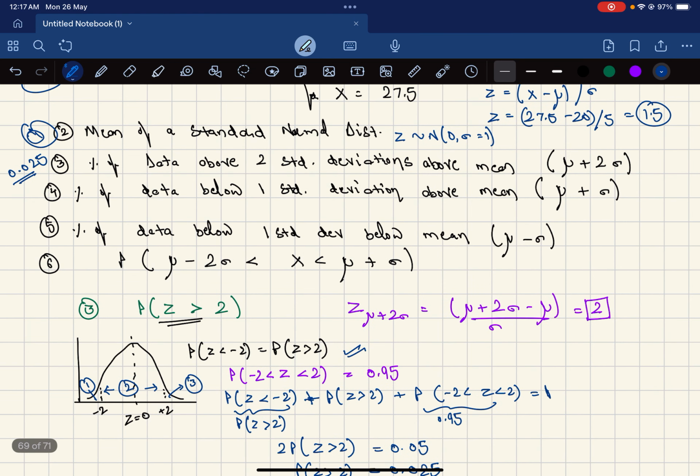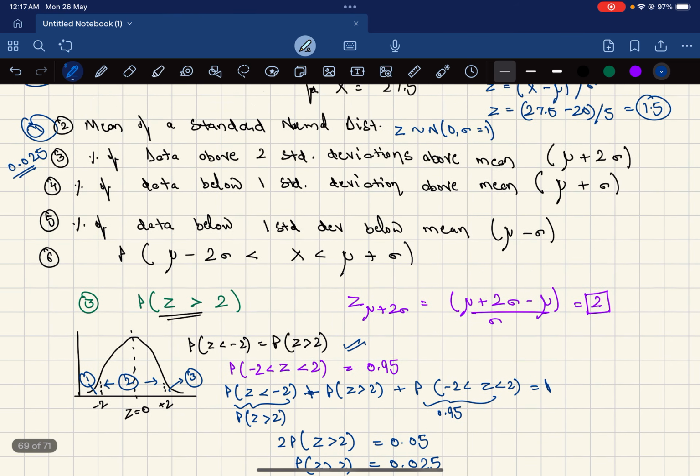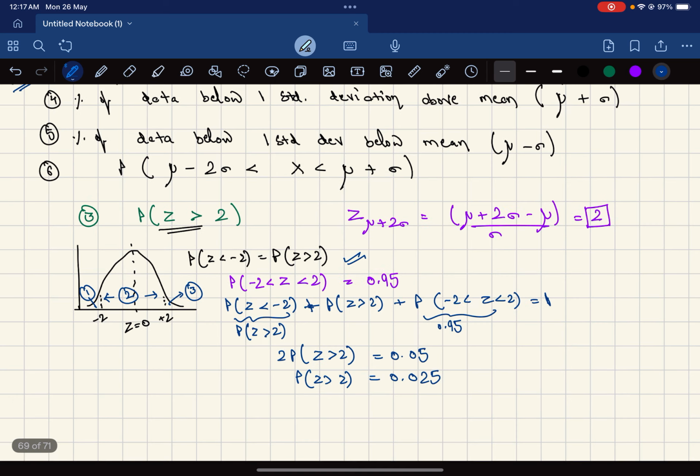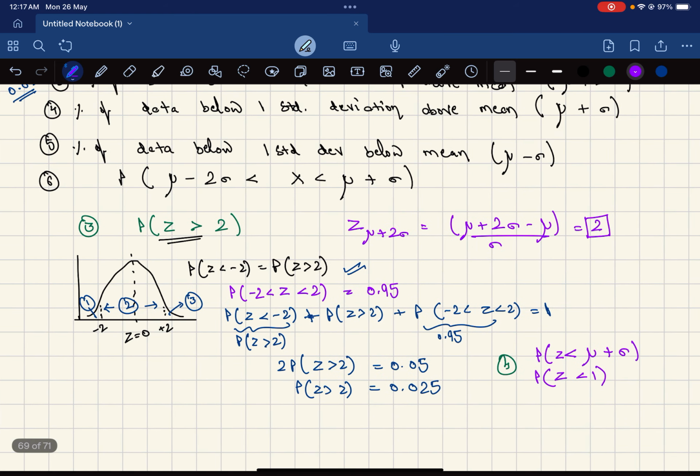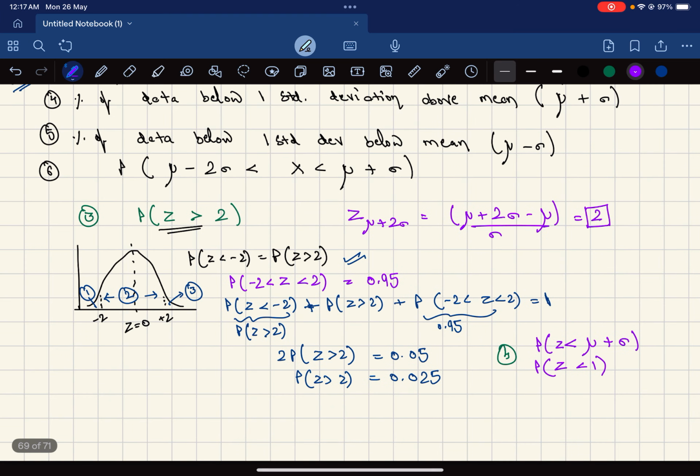Then, we have to calculate the percentage of data that lies below 1 standard deviation above the mean. What we are trying to calculate is P(z less than mu plus sigma). Since we are converting it into z-scores, this becomes P(z less than 1). Now, just like we saw in our third example, where we were able to calculate P(z greater than 2) as (1 minus 0.95) divided by 2.